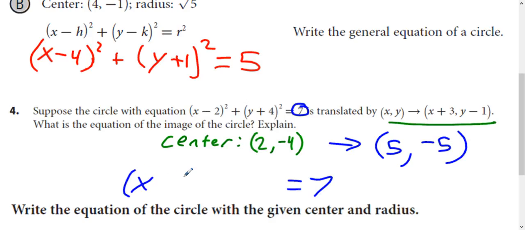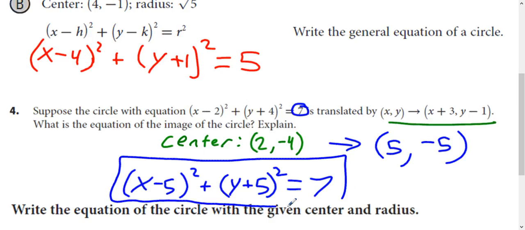So the equation then is x minus h, so x minus 5, and y minus k is negative 5, so minus a negative turns plus. So there's the equation after you translate it. The center goes from 2, negative 4 to 5, negative 5. And that's what the equation would look like with that center.